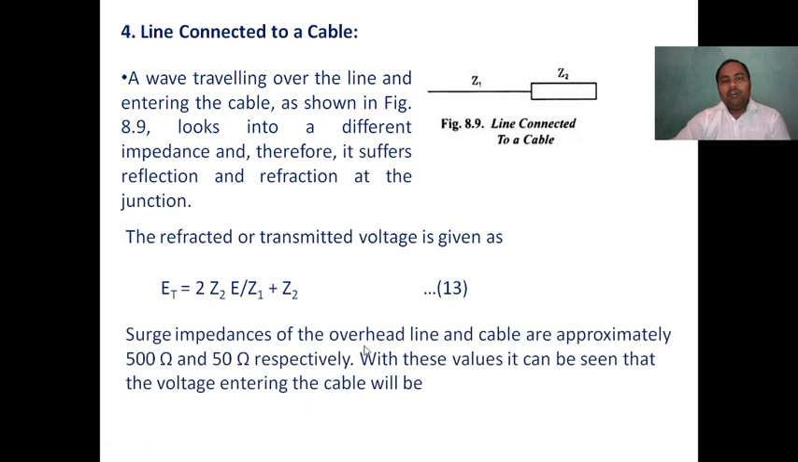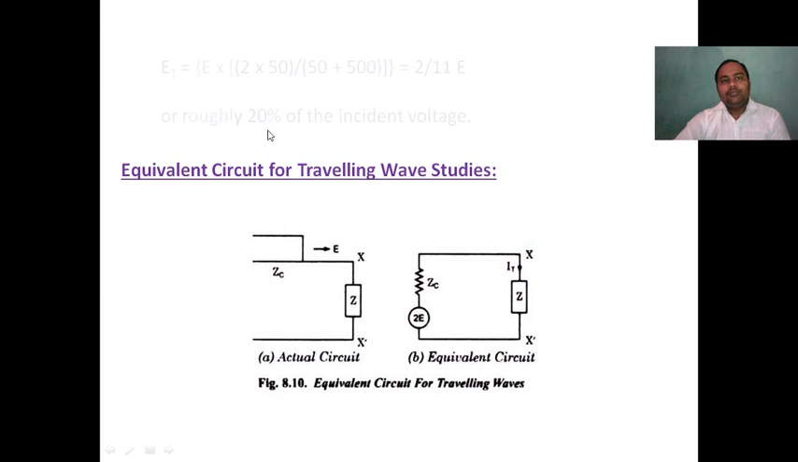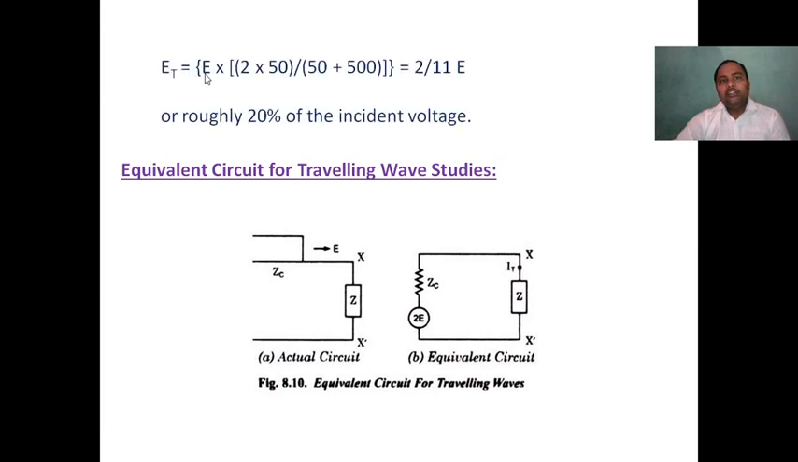Surge impedance of the overhead line and cable are approximately 500 ohms and 50 ohms respectively. With these values, the voltage entering the cable will be transmitted voltage ET equal to E into 2 into 50 by 50 plus 500. So 50 is the cable impedance, 500 is the transmission line impedance. We get 2 by 11 times of incident voltage, or roughly 20% of the incident voltage is transmitted. Thank you.